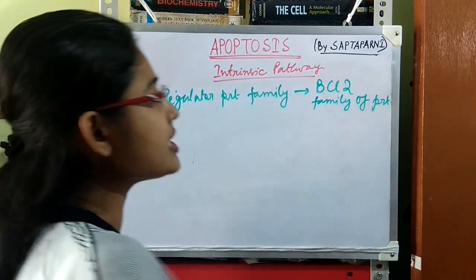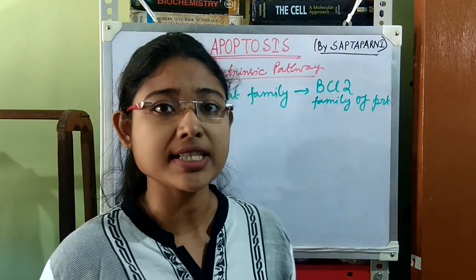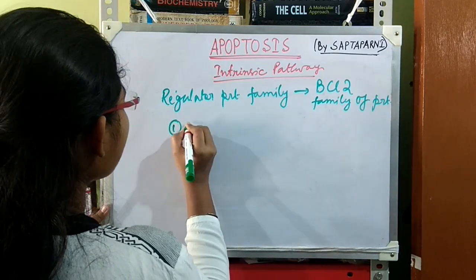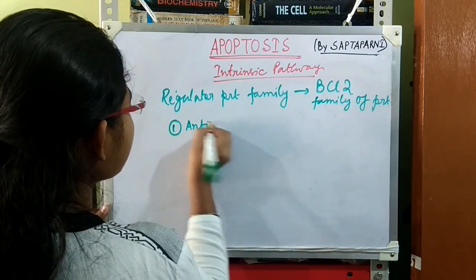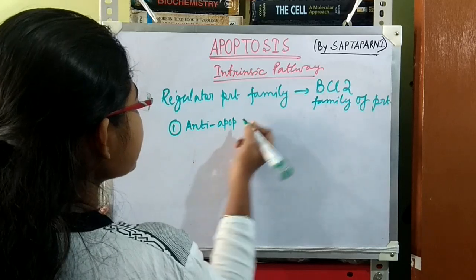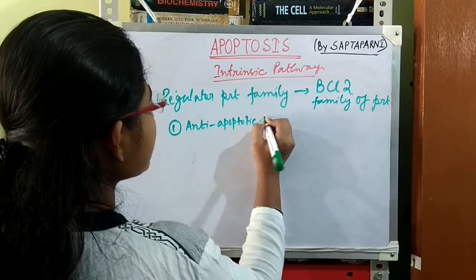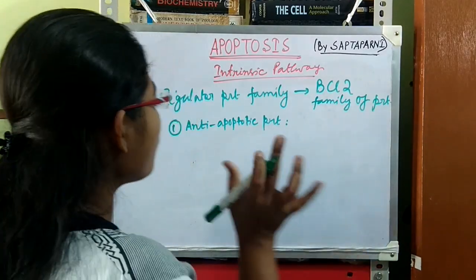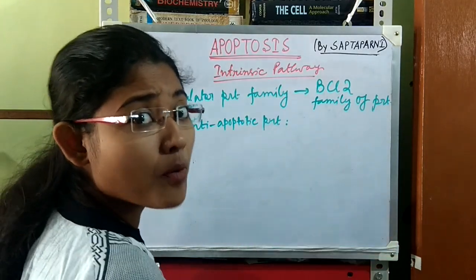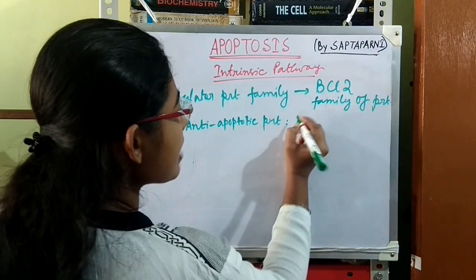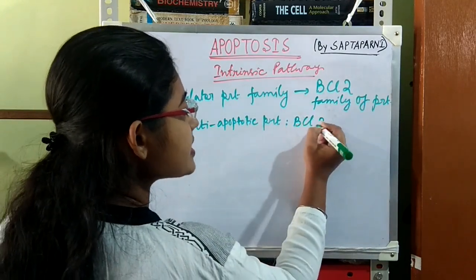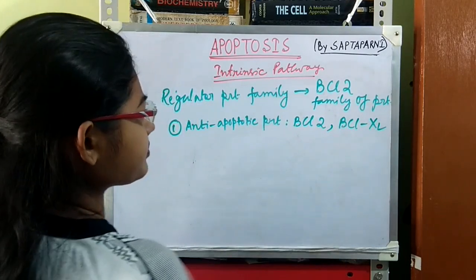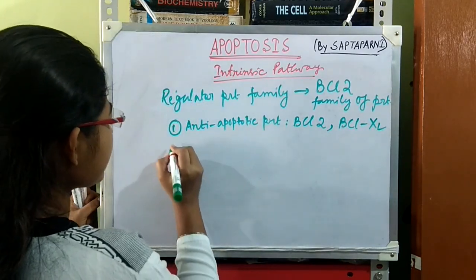We can divide this BCL2 family of proteins into 3 types. What are those? Number 1, anti-apoptotic protein. That means those BCL2 family of proteins which inhibit the apoptosis. What are their examples? BCL2 itself and BCL-XL.